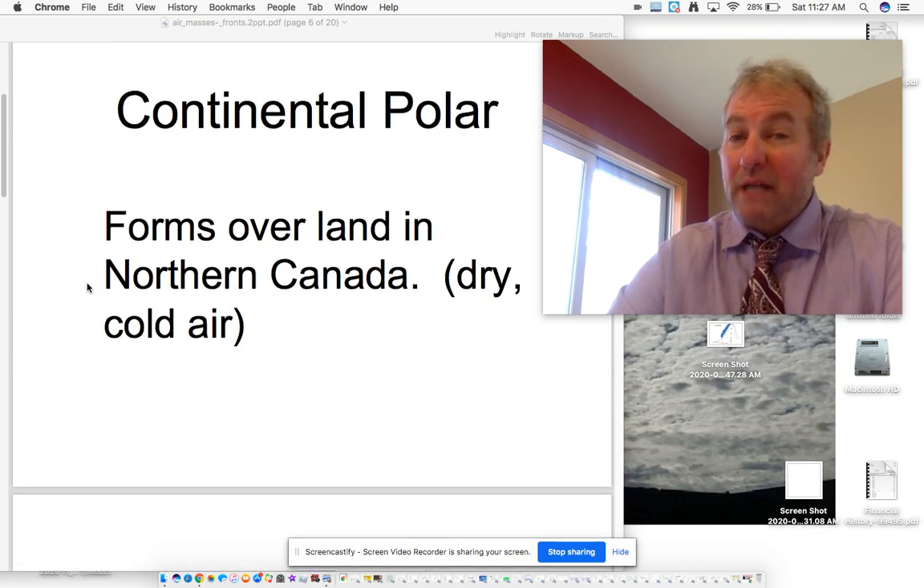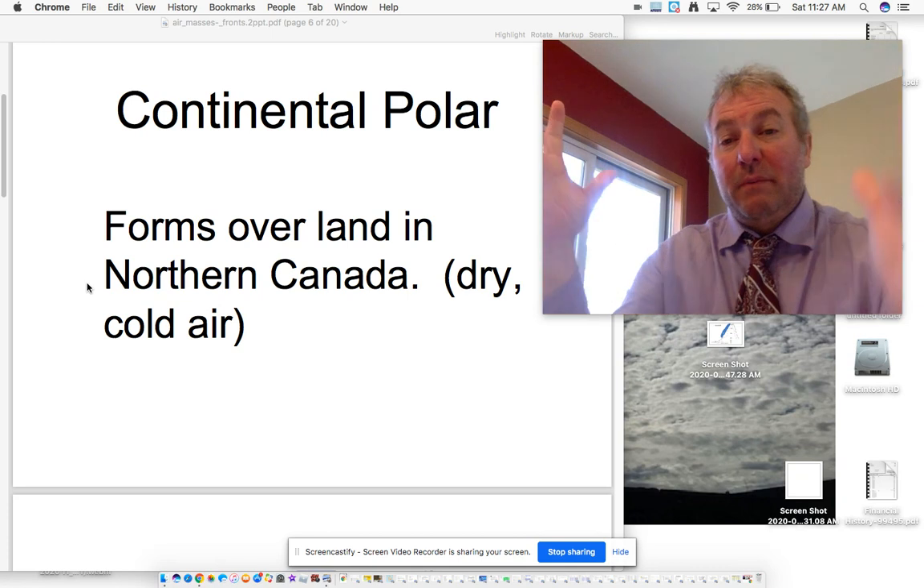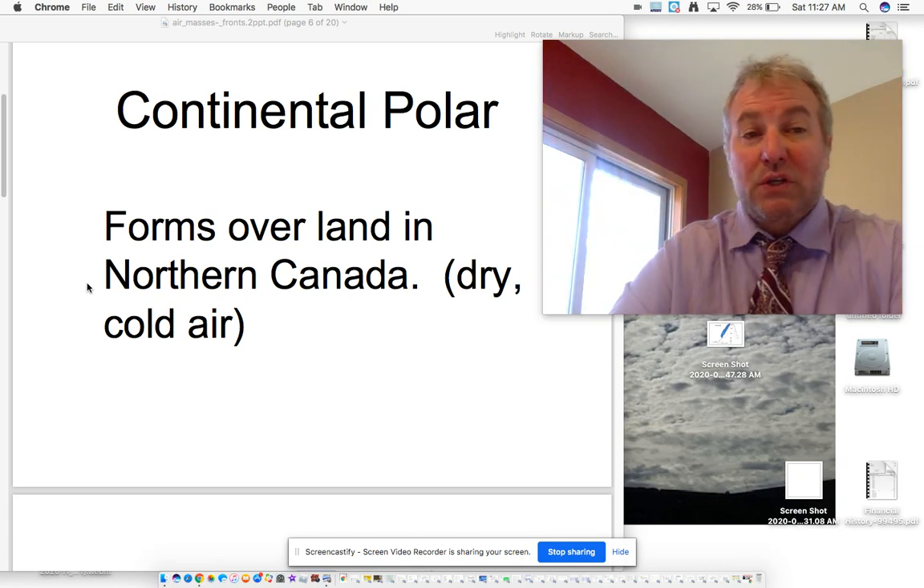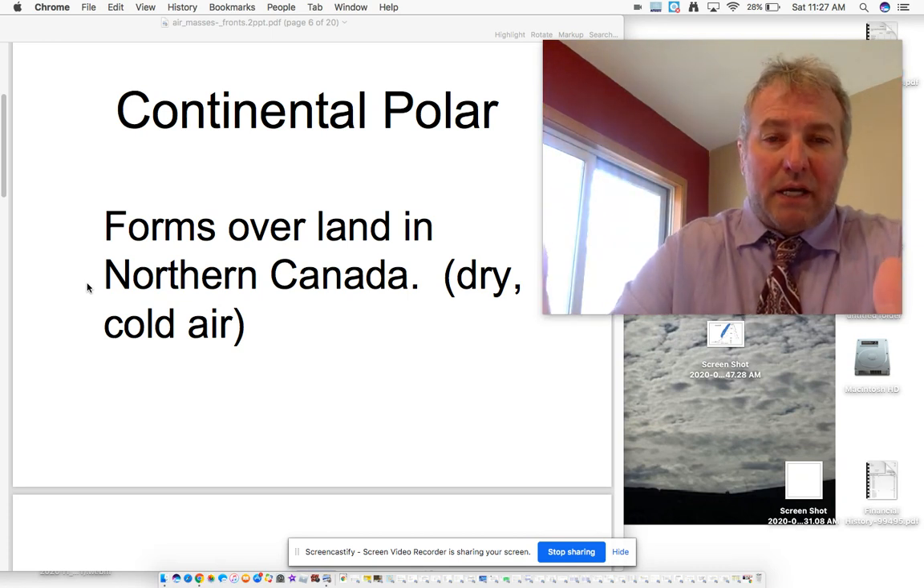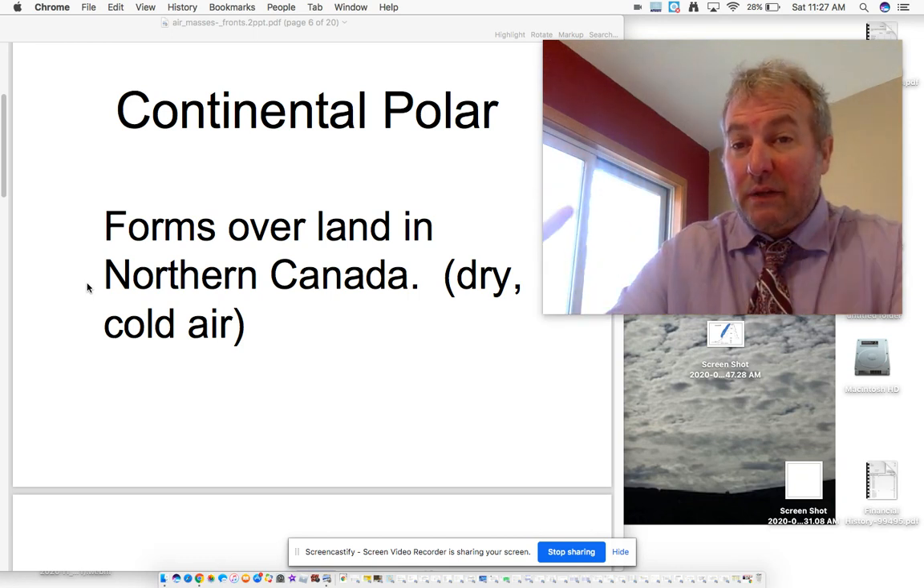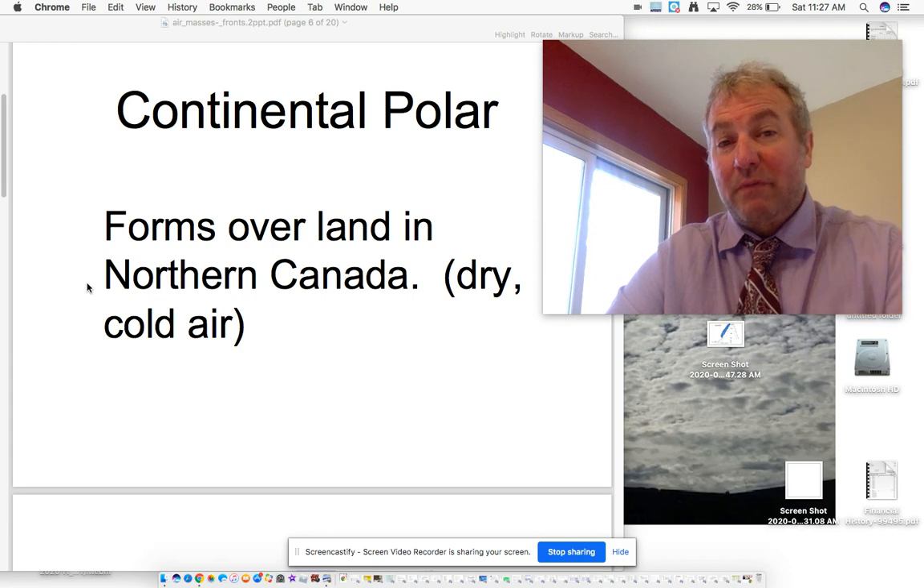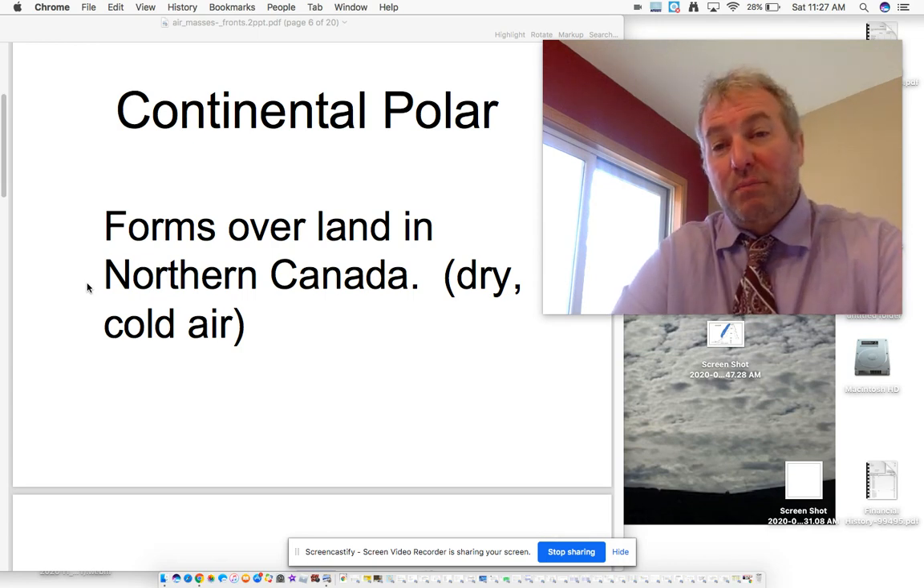Another air mass is a continental polar. If it comes from Canada down into Minnesota, it takes on the dry and cold air from Canada and brings it down to us, and that type of air mass is continental polar.